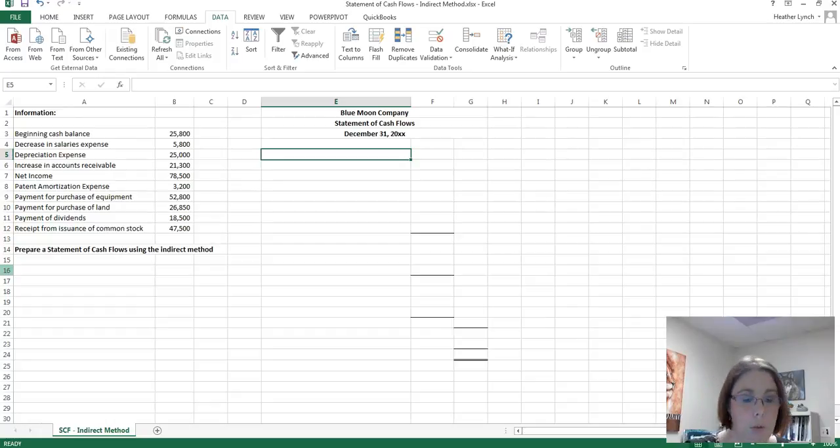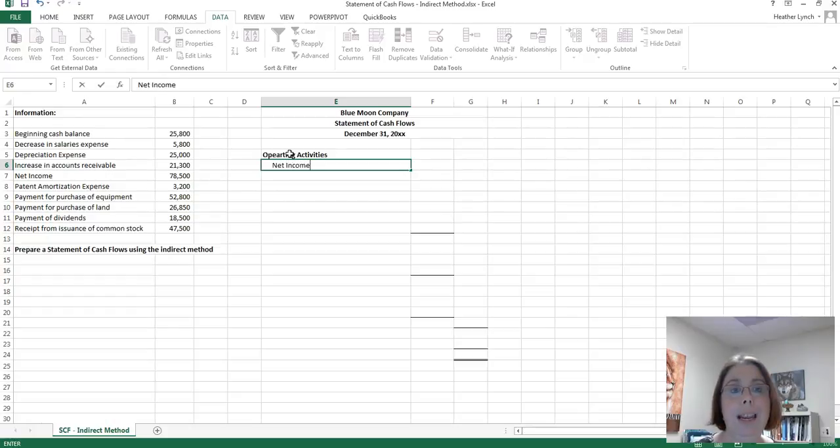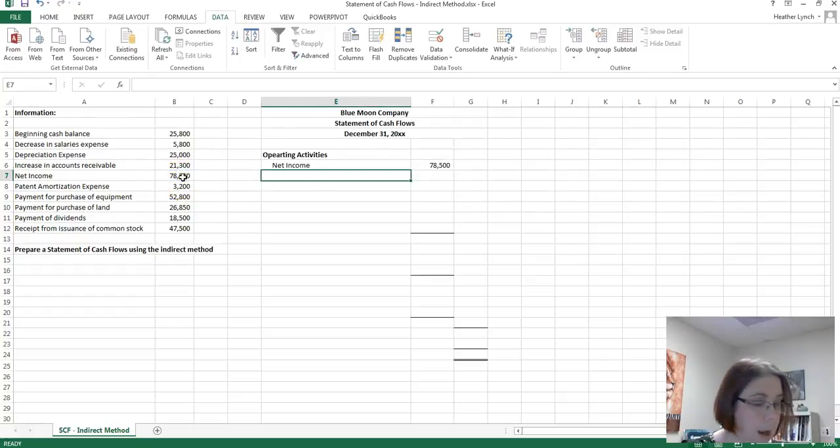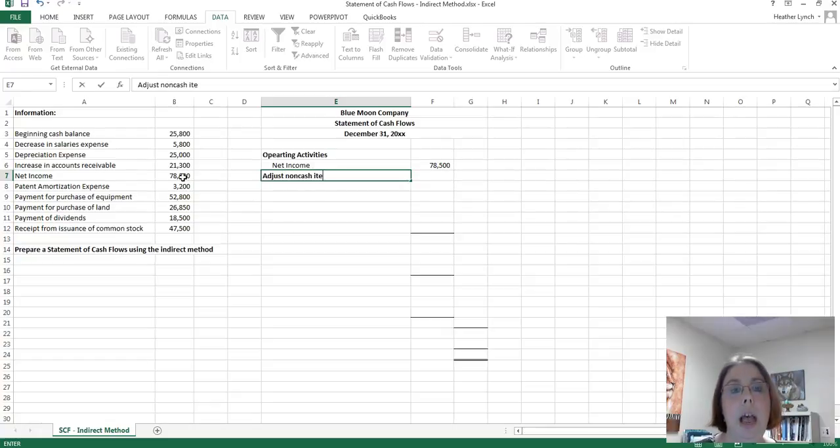When we do the indirect, we still remember for your statement of cash flows, it's operating, investing, and financing. When we do the indirect method, we still want to start with our operating activities. But what we have to do first is start with our net income. And our net income that they provide us is $78,500. From then, we need to adjust non-cash items.